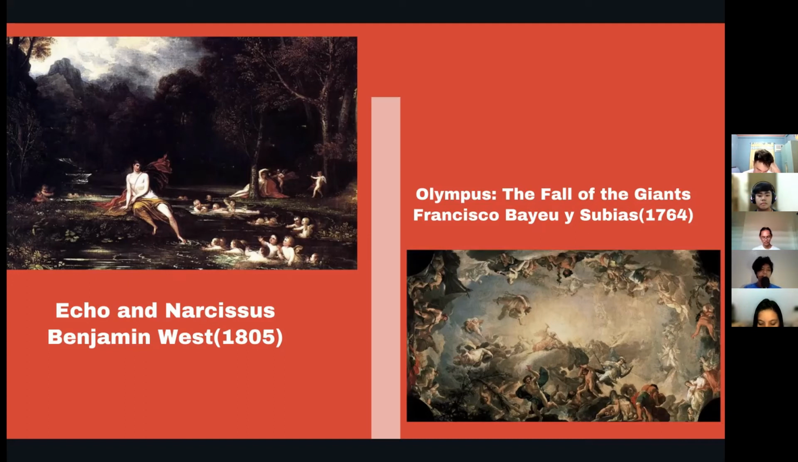Narcissus saw Echo and rejected her, as he usually does. And Echo, heartbroken, was spotted by the goddess Nemesis. Nemesis, in anger, cursed Narcissus to fall in love with his own reflection.